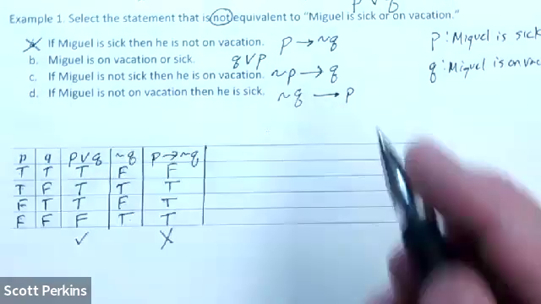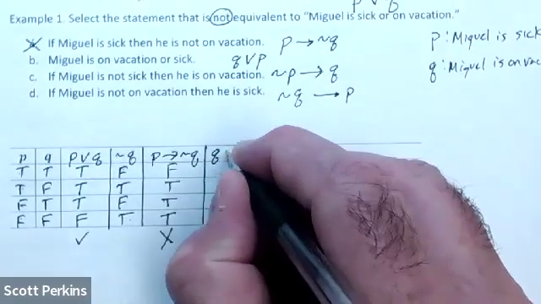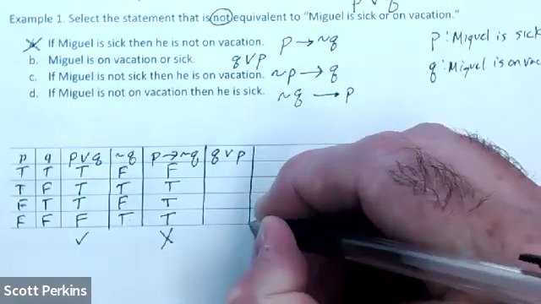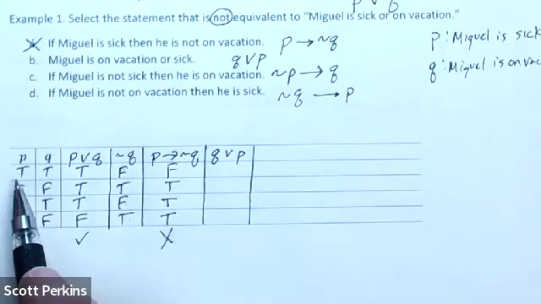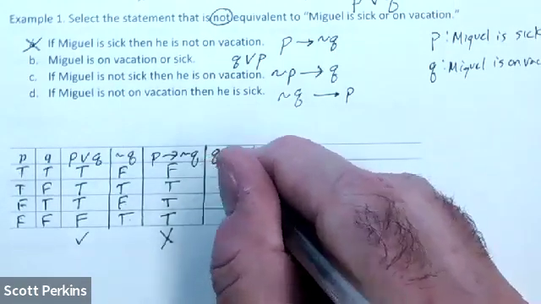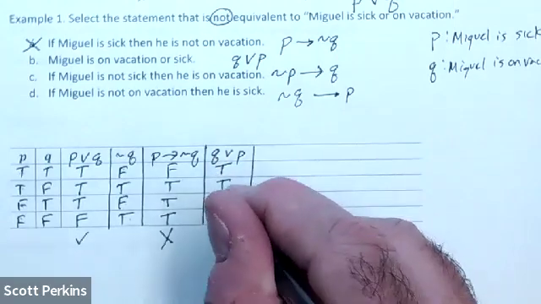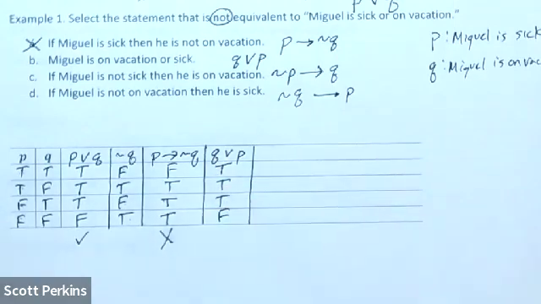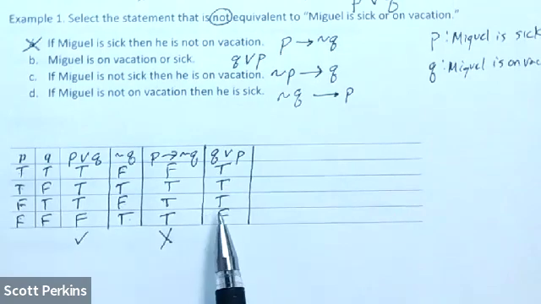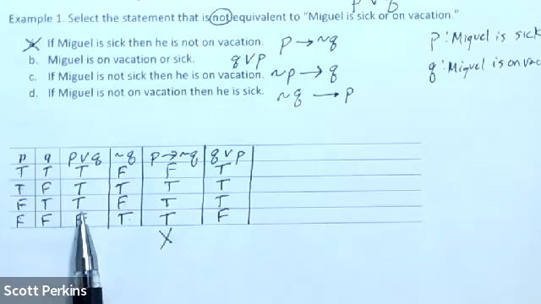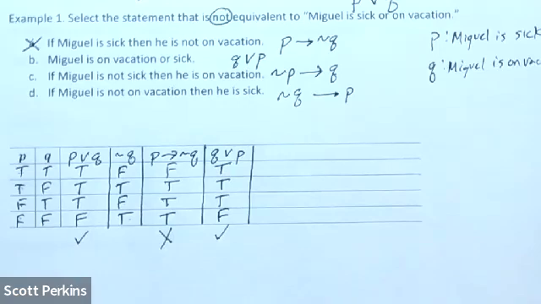All right, let's do the next one. Statement B, Q or P. Well, the disjunction is true when either one is true. So the first one's true, the second one's going to be true, the third one's going to be true, the fourth one's false. So now, looking back at the original statement, is this equivalent to the original statement? Yeah, perfect. It's the same truth value. So I'm going to put a check mark under that one. That's fine. Now, this problem only wanted to know which ones were not equivalent, but we'll identify both.